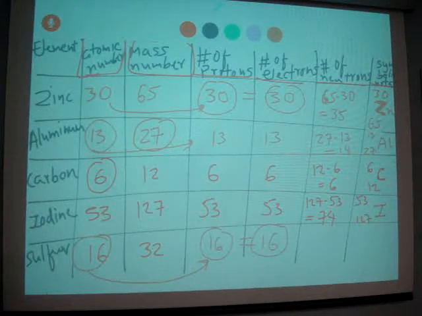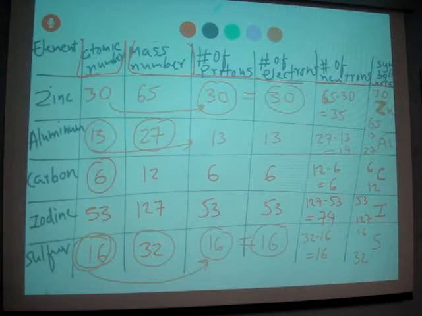Now we need to find the number of neutrons. How do we find the number of neutrons? Mass number minus atomic number. So 32 minus 16 gives the number of neutrons, which is 16. Now, the sulfur symbol is capital S, 16 is the atomic number and 32 is the mass number. So that is the symbolic notation.